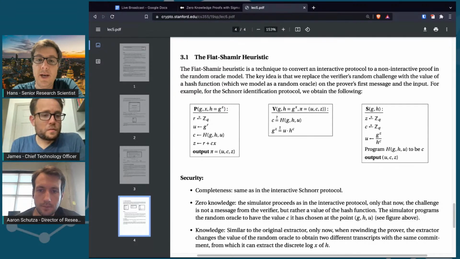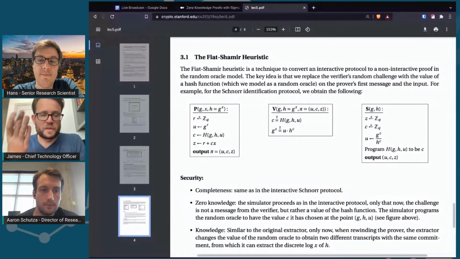The Fiat-Shamir heuristic is basically what I just said: you can take any interactive protocol, use a hash function, and make it a non-interactive version. That's maybe a terribly blanket statement, but that's essentially what it says. Any interactive protocol can be turned into a non-interactive protocol if you are fine with the assumptions ingrained in making that random oracle approximation.